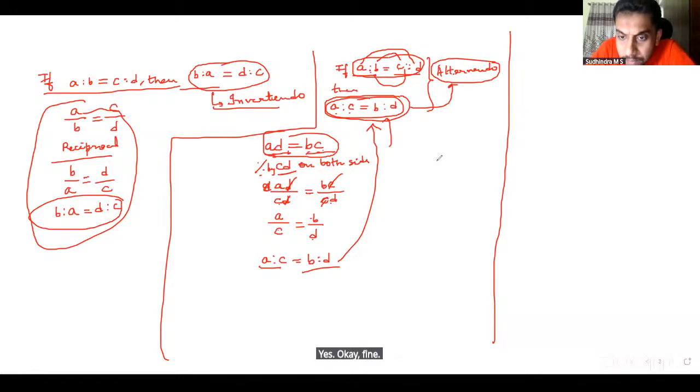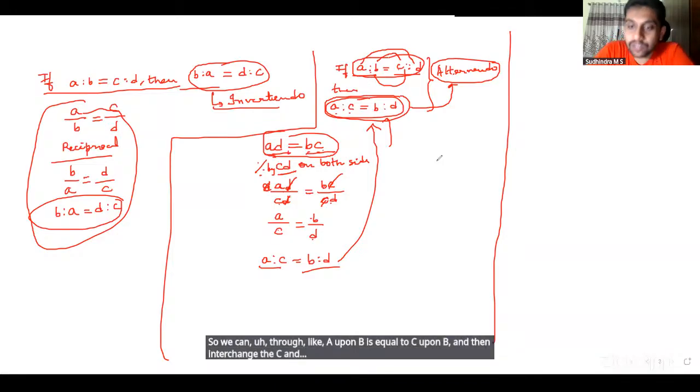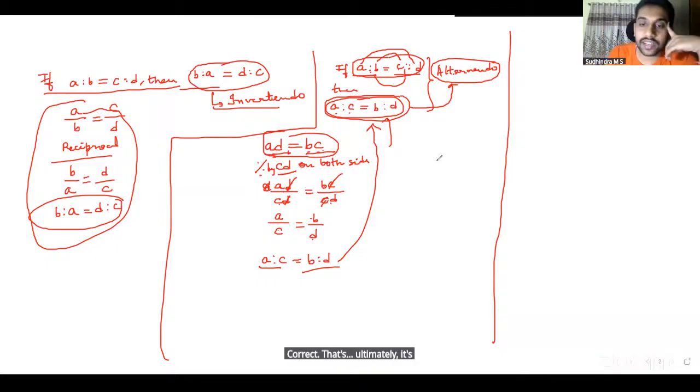Yes, Kushal. So we can do it like A upon B equals C upon D and interchange the C and B. That's correct, that's short. Ultimately it's that. Yes, correct. You're right.